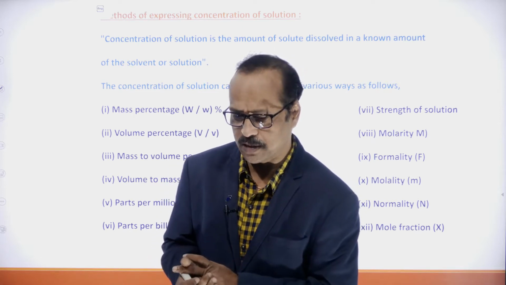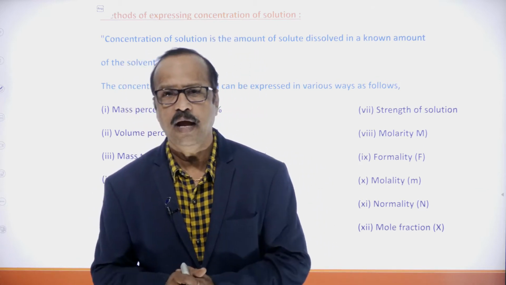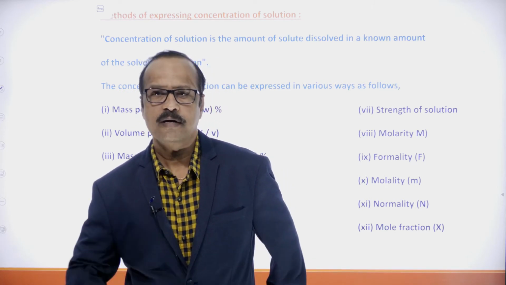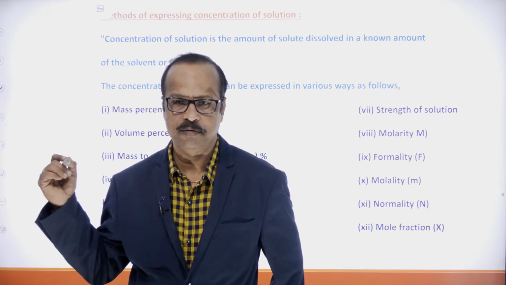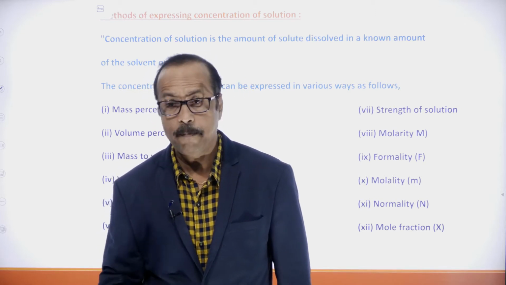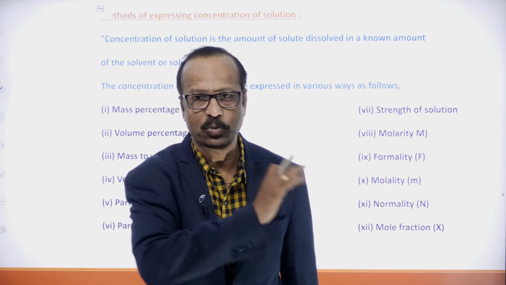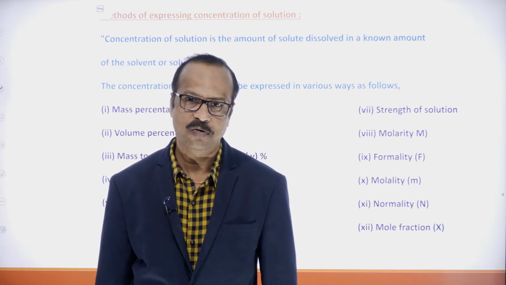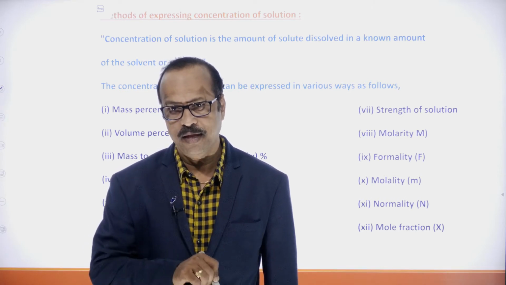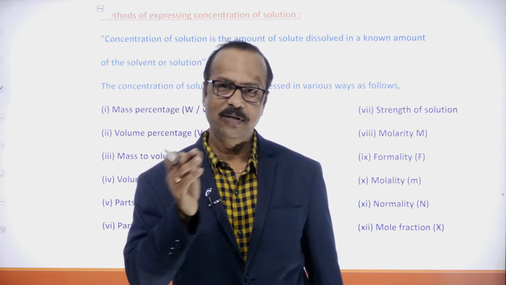For example, simply, if you are writing a test of 100 marks and you get 80 marks in one subject, then the concentration is 80%. In terms of science, 80% is the concentration of your marks. Or you think you are writing a test of only 50 marks, and you score 35 marks out of 50. Then what is the percentage? 70%, right? So we are explaining in terms of percentage.